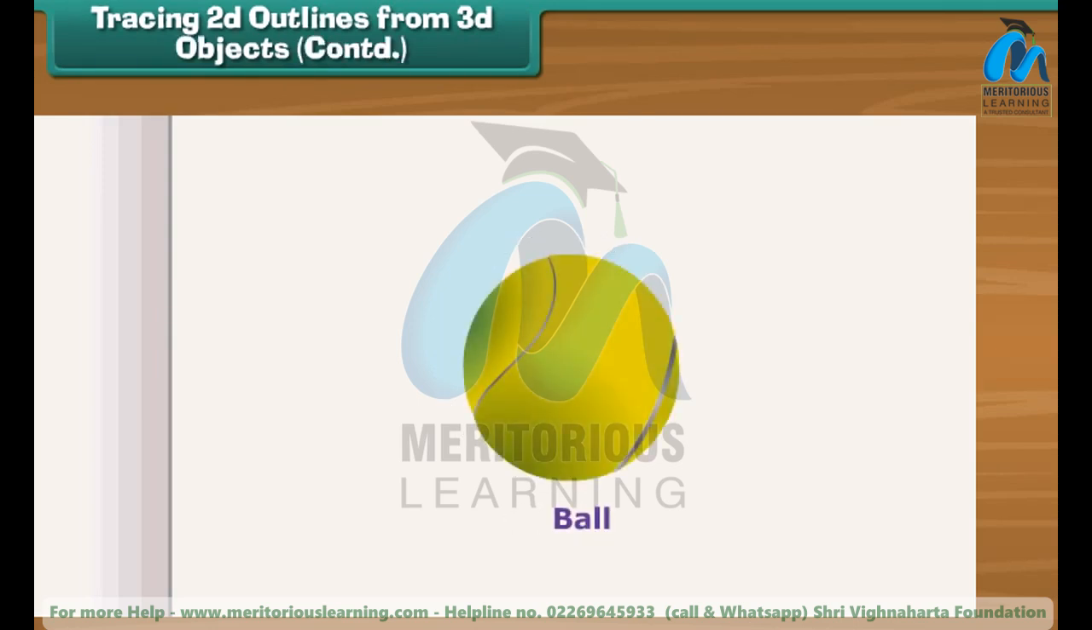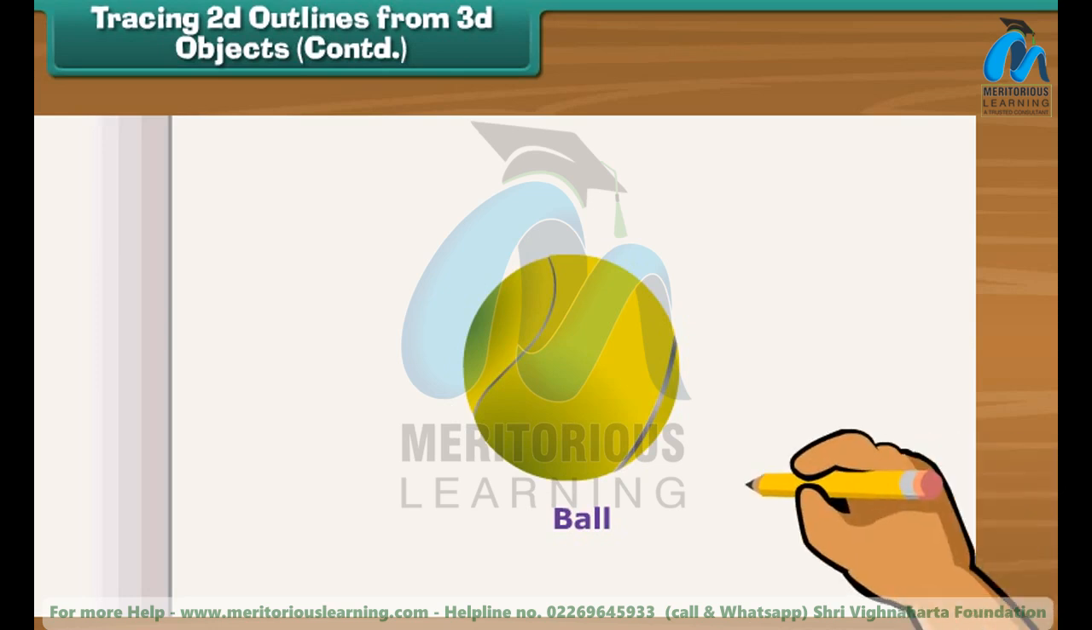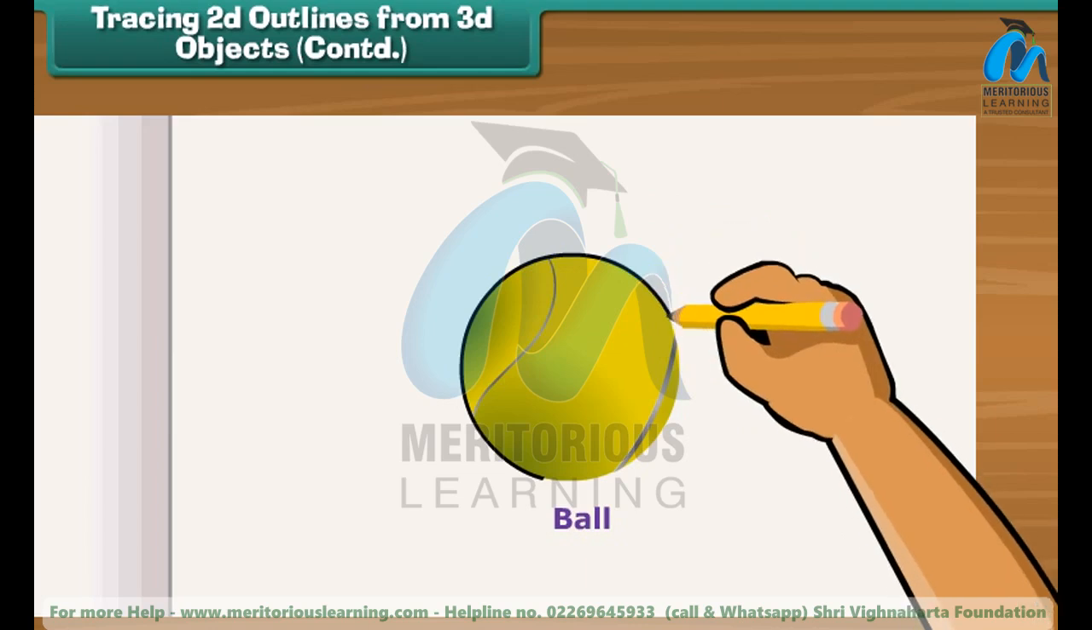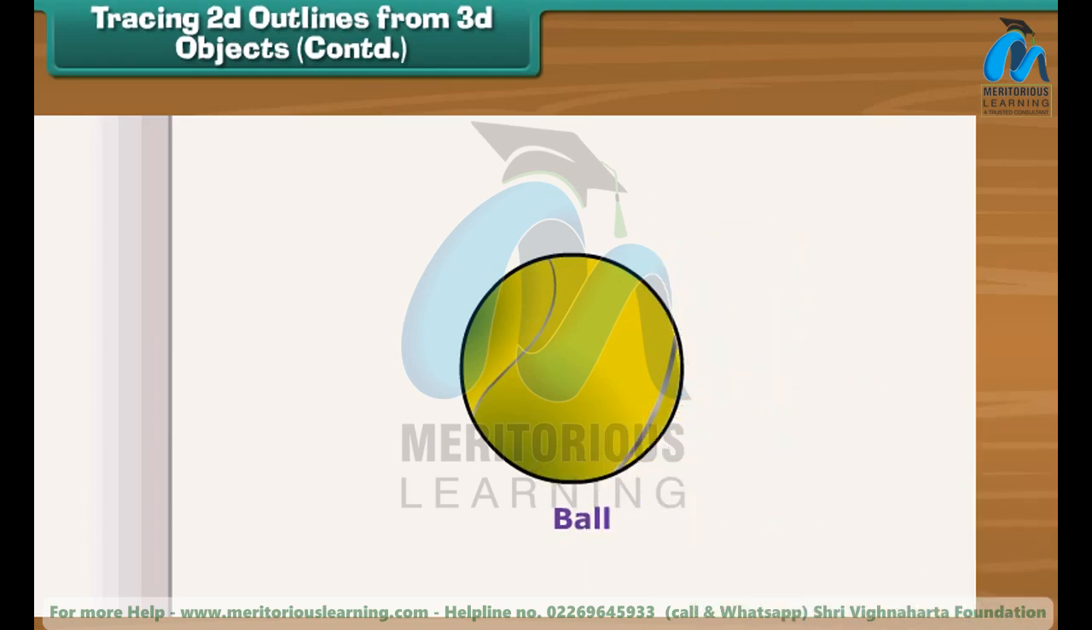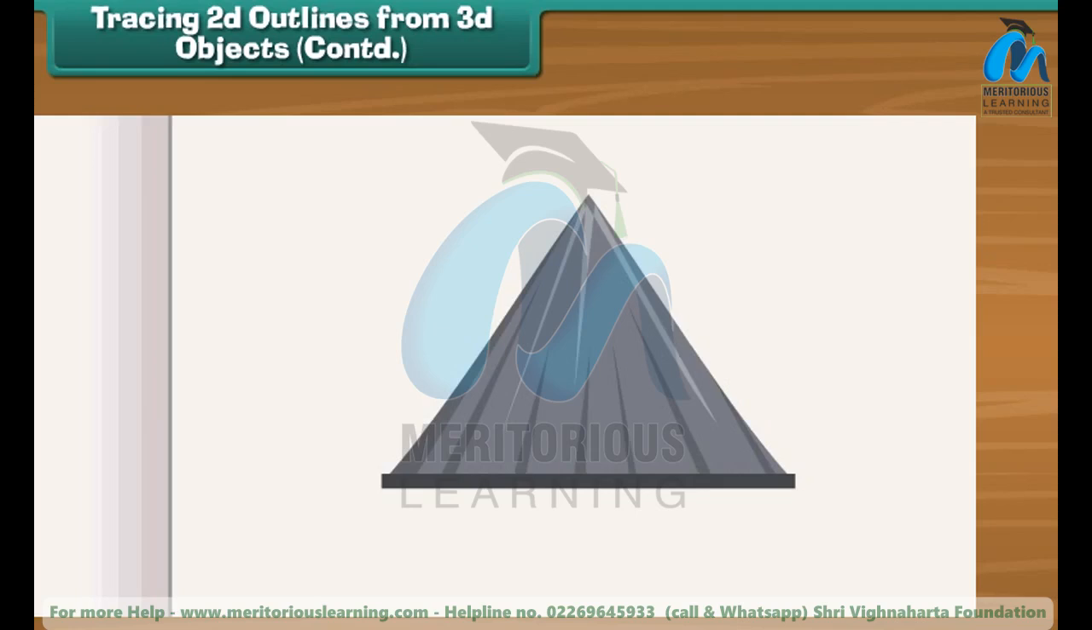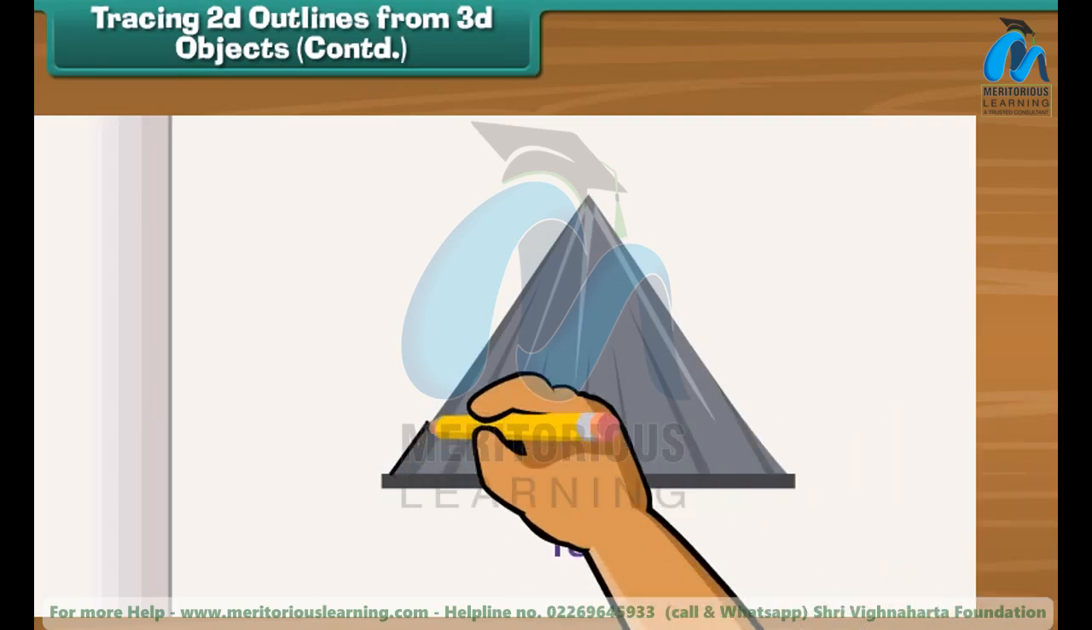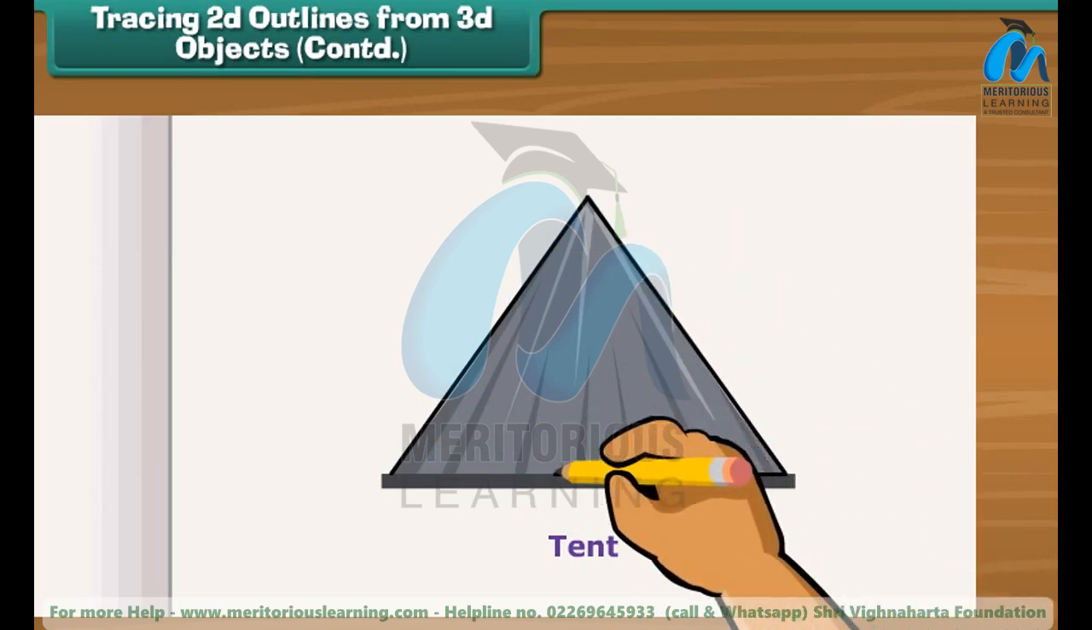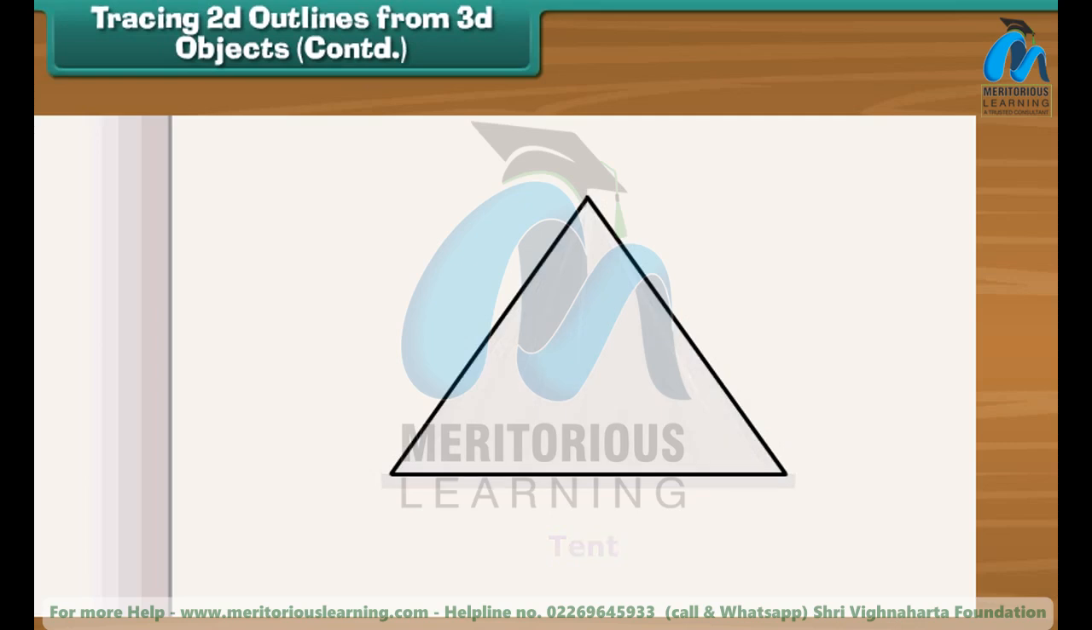Place a ball on a sheet of paper. Draw a line along its outer edge. Remove the ball. You can see a circle on the sheet. Place a miniature tent on a sheet of paper. Draw a line along its outer edge. Remove the tent. You can see a triangle on the sheet.